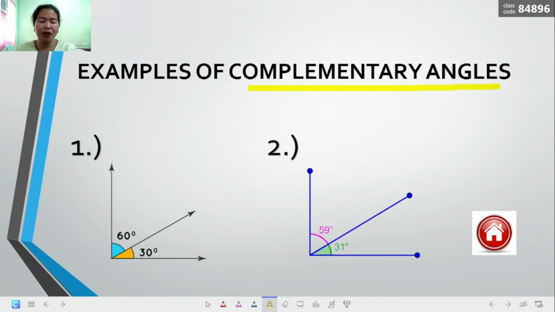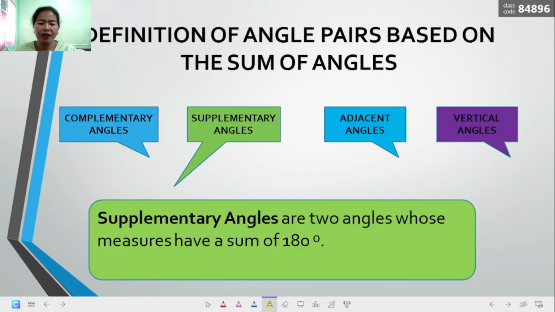Then another example is number 2, 59 degrees and 31 degrees. So when you add them up, 59 plus 31 is 90 degrees. So therefore, this shows complementary angles. Then let's proceed to supplementary angles.